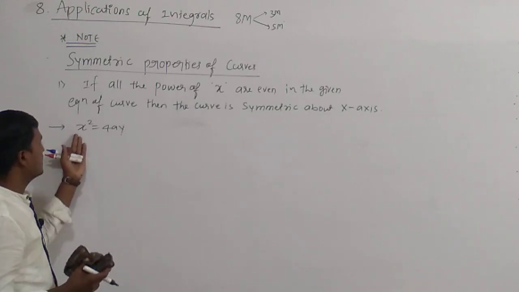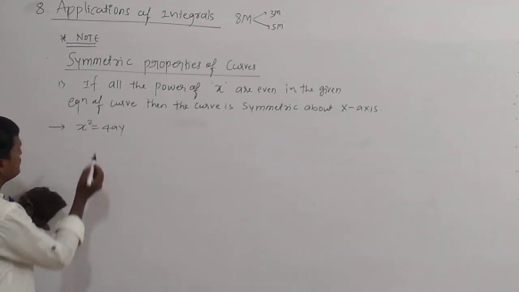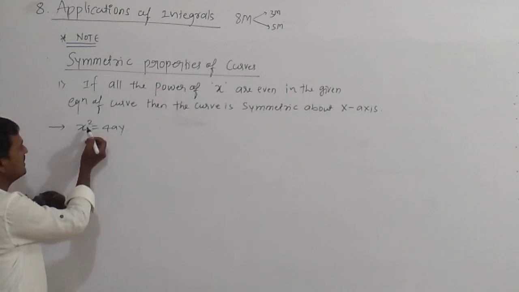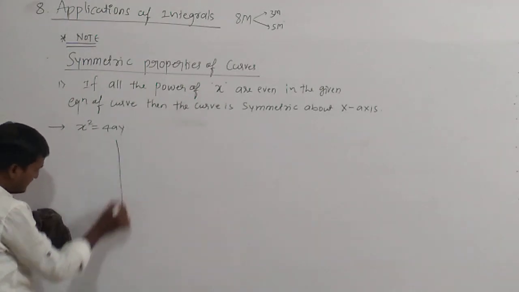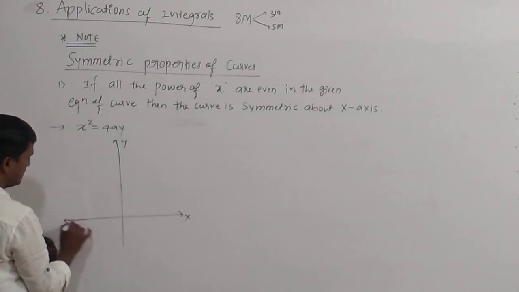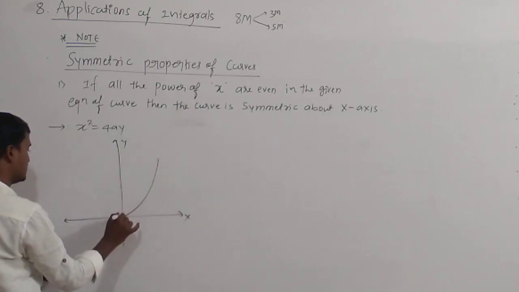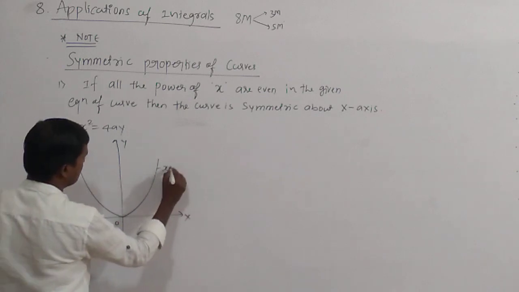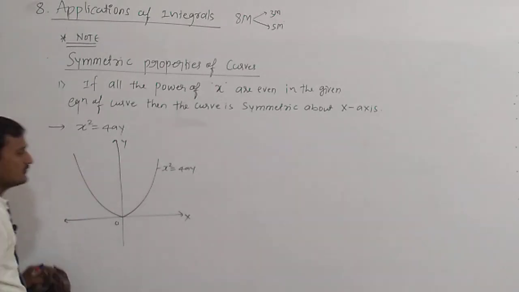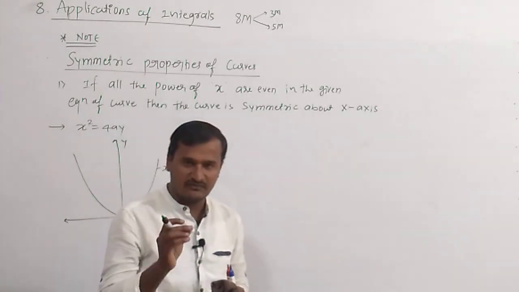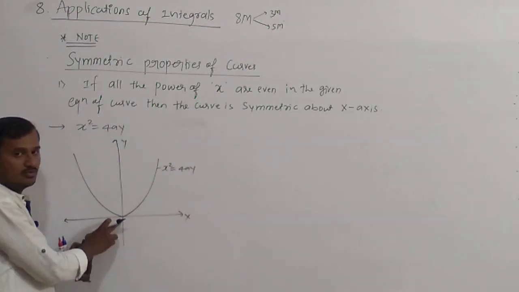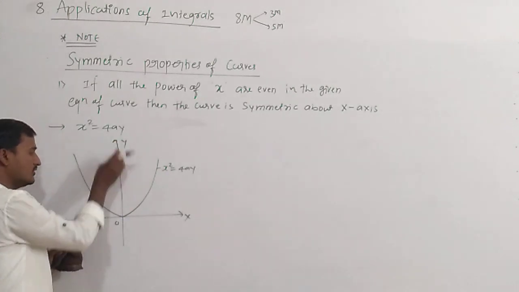Suppose this is the curve x square equal to 4ay. Here you should observe that the power of x is even. What is the power of x? 2 is even. So in this case the curve is like this. Here it is the x-axis, here the y-axis, and here the origin. So in this case it is like this, and it represents x square equal to 4ay. Clearly it represents the equation of a parabola, which passes through the origin, and it is symmetric about the y-axis.